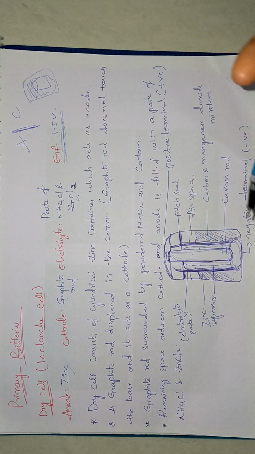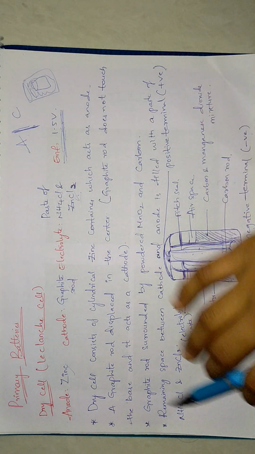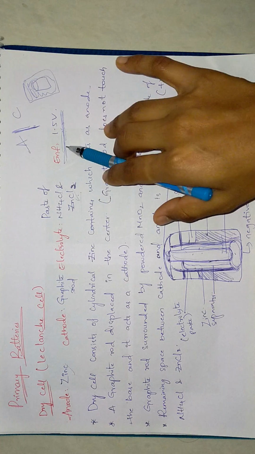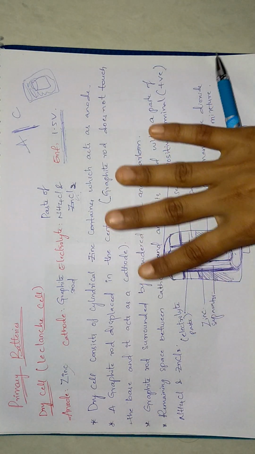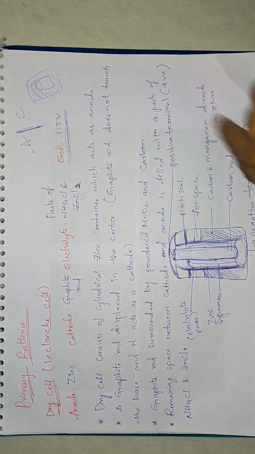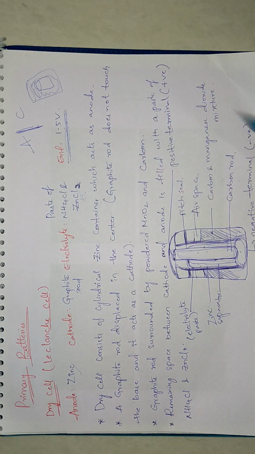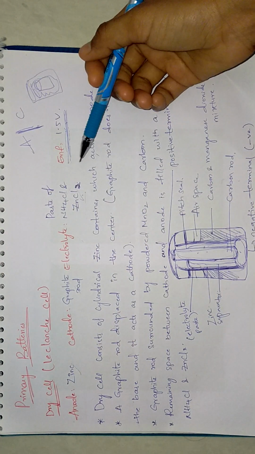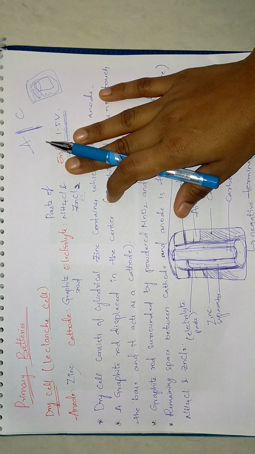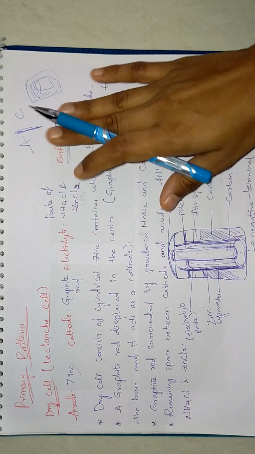In any battery or in any cell, if you take the anode, cathode, electrolyte and the EMF produced, only these are the four basic points. So the theory or the functionality will be completely the same, only these four will vary. You have to remember only these four values: anode, cathode, electrolyte and EMF.